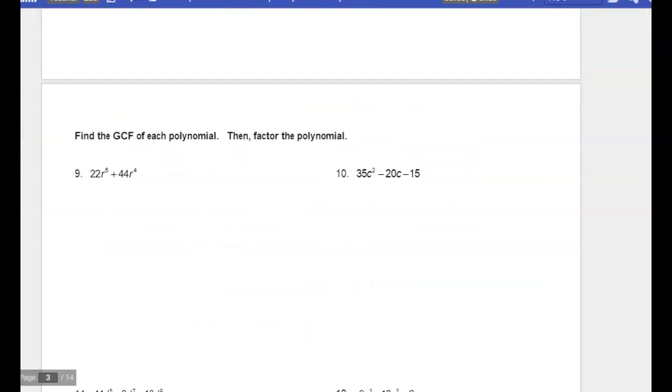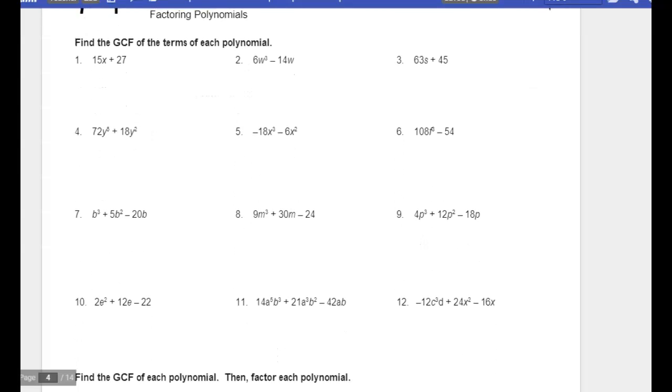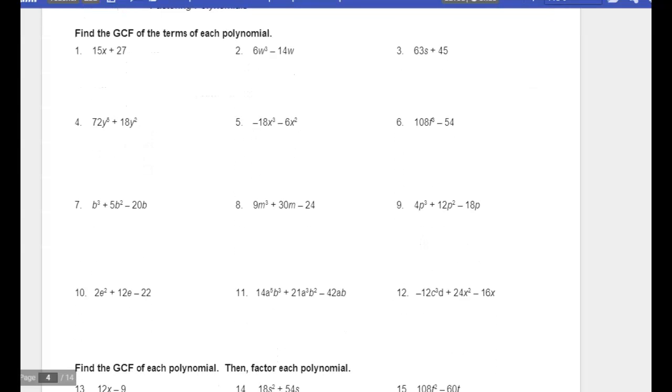Okay. So we're going to skip this page for today, and then go to this practice here. And there's 12 of them, but all you have to do is do the GCF. So like on number 1, this is a good example. 15 doesn't go into 27, but 5 times 3 is a factor, and 3 goes into 15 and 27. So my answer on this first one is 3.